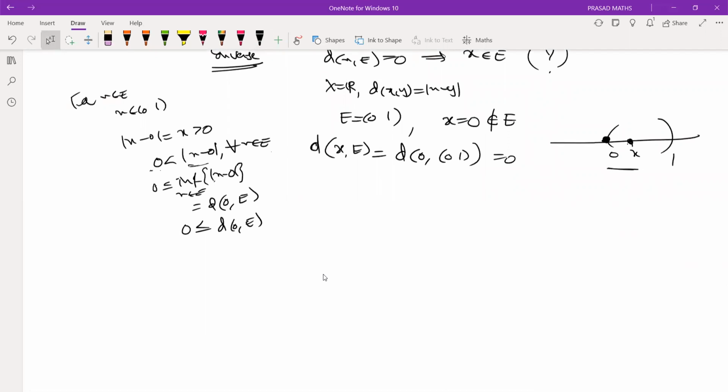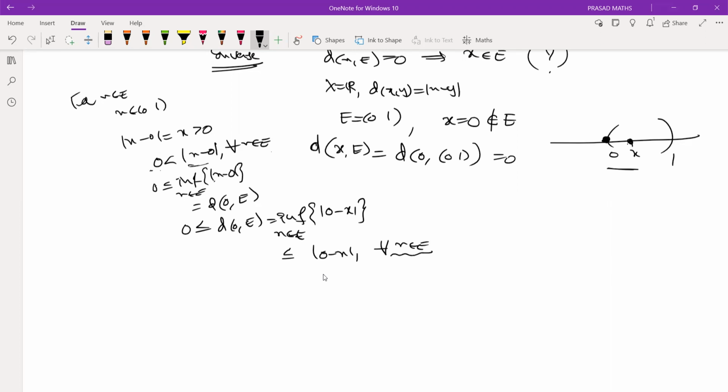Therefore, the infimum of this particular set over E is the greatest lower bound. The greatest lower bound is always greater than or equal to any lower bound. But this greatest lower bound is nothing but the distance between 0 and E. Therefore, the distance between 0 and E is always bigger than or equal to 0. Yes or no? Is it clear? But the distance is nothing but the infimum of the distances from 0 to any point x in E, and the infimum is always a lower bound for the set. Therefore, this is true for every x belonging to E.